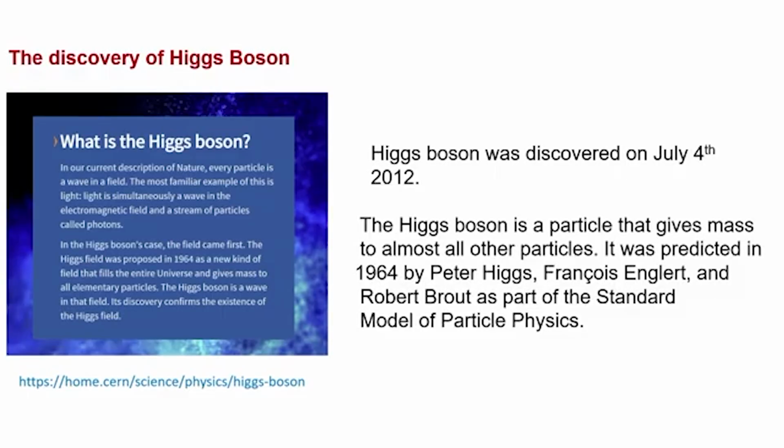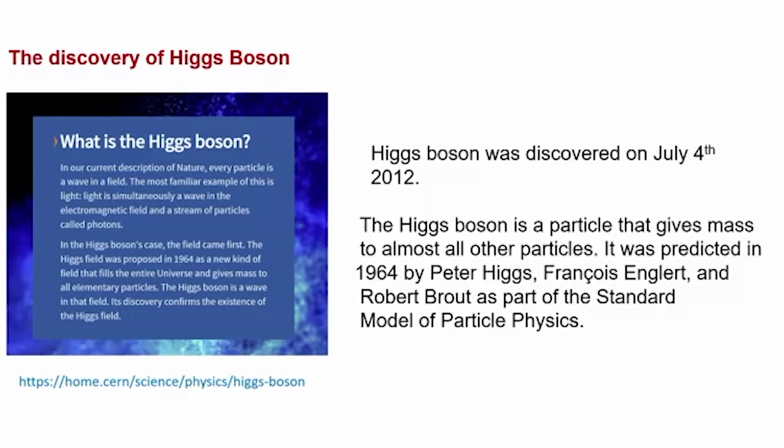So it asks, what is the Higgs boson? In our current description of nature, every particle is a wave in a field. The most familiar example of this is light, which is simultaneously a wave in the electromagnetic field and a stream of particles called photons. This really reiterates what we know about these microscopic particles, wave-particle duality, which has been encoded in this relation by de Broglie, p equals h over lambda.